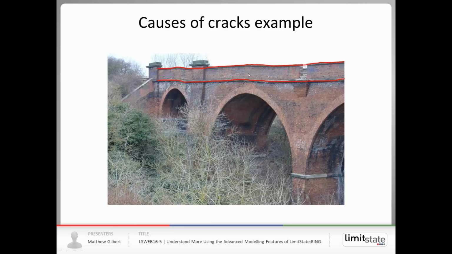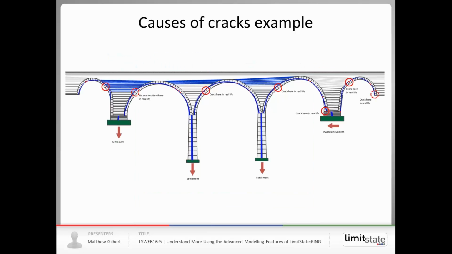So this is bad distortion on a multi-span masonry arch bridge. This dates back to around 1915, mining subsidence. So there were mine workings underneath this particular bridge, which is in the northeast of England. And what we've done in the case of this bridge is we've used the LimitState ring software to try and piece together why the cracks, what external movements were behind the cracks that we can see in reality.